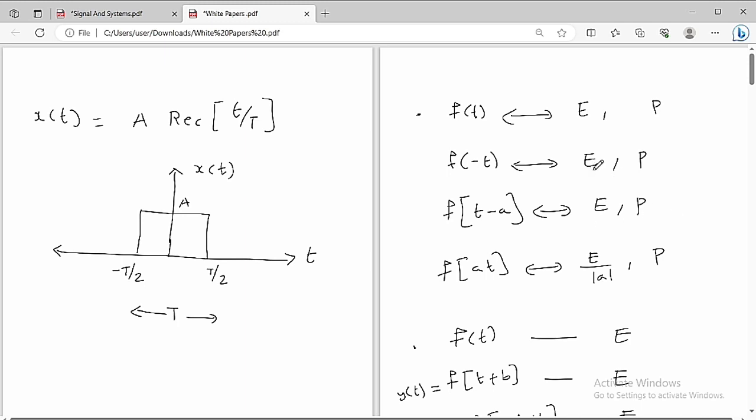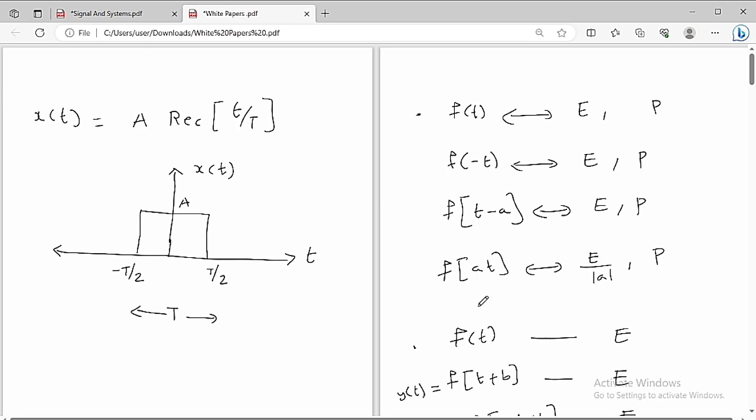The energy of the signal is not affected by the time reversal as well as time shifting, but is affected by the time scaling. Whereas the power of the signal is not affected by time reversal, time shifting, as well as time scaling. If f of t has energy E, then f of at has the energy E by mod A, where A can be positive or negative. So these things always you have to keep in your mind.